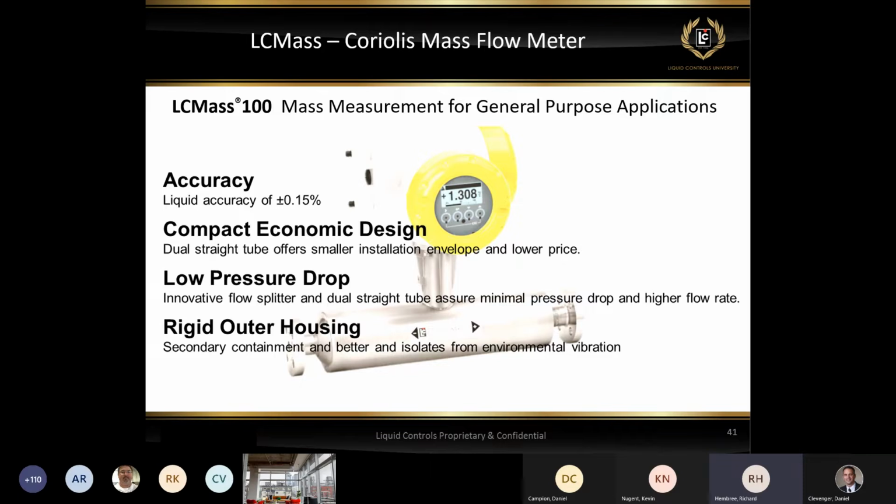And one thing about the Coriolis mass flow meter, if you have any external vibrations, for instance, if you have a meter on a truck traveling down the road and you have a lot of vibrations, it could interfere with the tube vibration signal and cause inaccurate readings. So this unit here is with the secondary containment. It helps in isolating some of those vibrations.